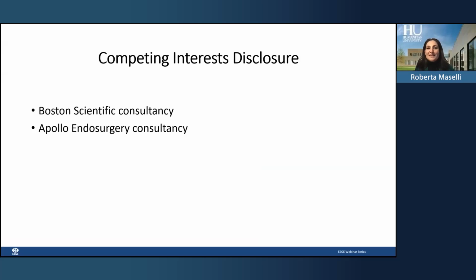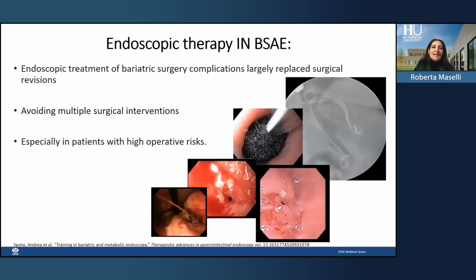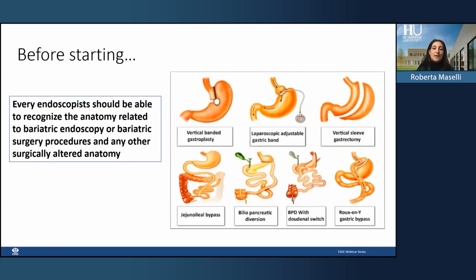This is my competing interest disclosure. Up to now, what we know from our experience or from the literature is that the endoscopic treatment of bariatric surgery complications largely replaces surgical revision, which is much more complex and most of the time comes in emergency. So endoscopy is the first thing that they usually ask for, and we do. And for this, we are able to avoid multiple surgical interventions, especially in those patients with very high operating risks. But this is the same slide you have already seen from Ivo.